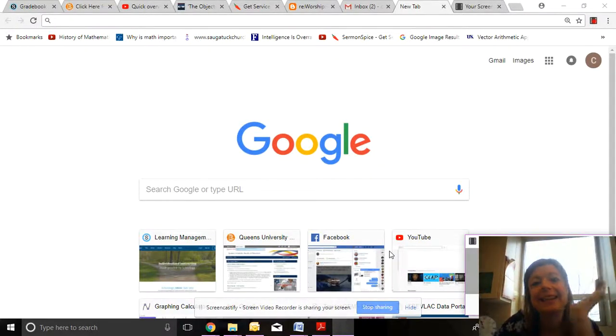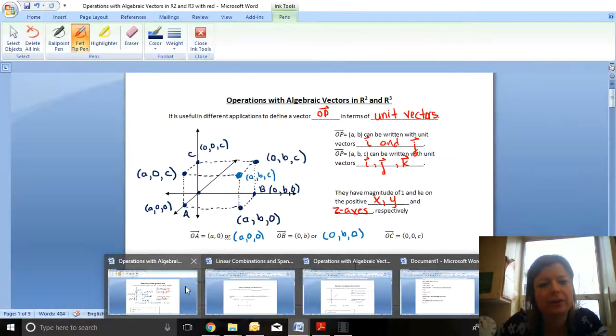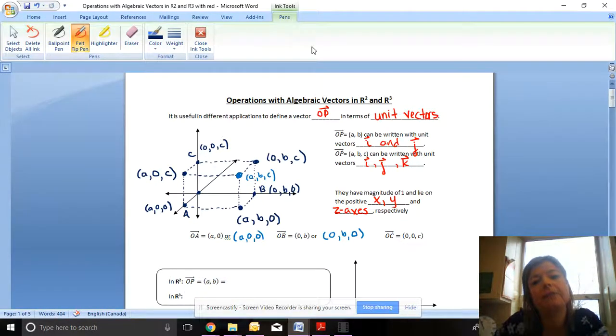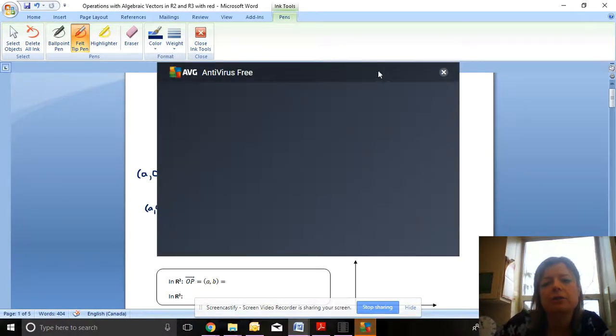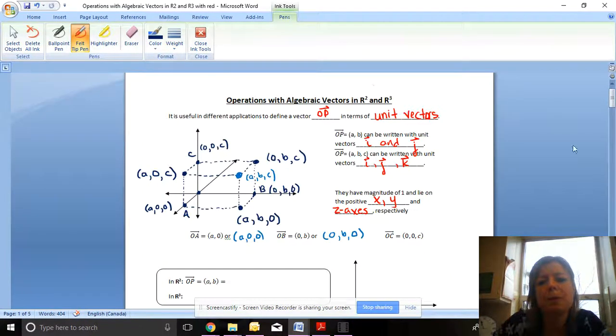Hi class, today we are going further into R2 and R3 by looking at algebraic vectors in both R2 and R3. Algebraic vectors are those which are represented on the coordinate plane, so they allow us some more flexibility in what we are able to do with them in many applications further on. And we can use vectors for more things than just what you might typically think of when we get into chapters 8 and 9.